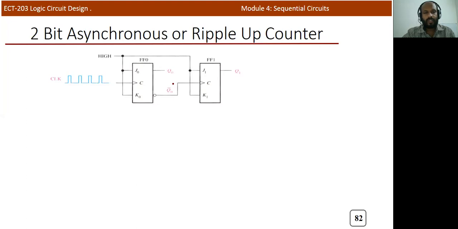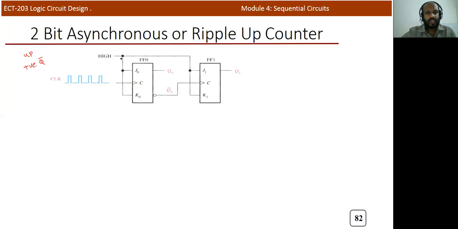Here we need an up counter. So if it is an up counter, and the clock signal is positive edge triggered, so this is a positive edge triggered clock, and we require an up counter. So we should connect Q bar to the clock signal. So you can see that Q bar is connected to the clock.